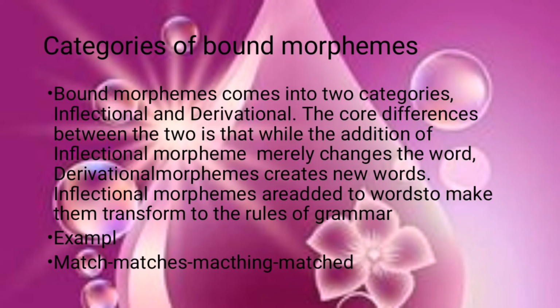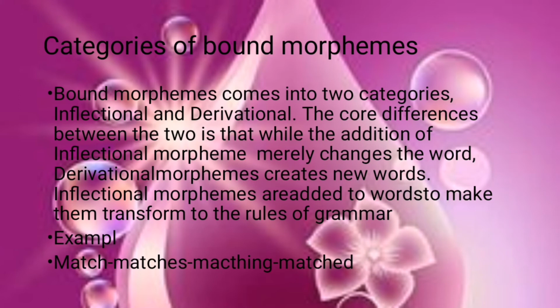So inflectional morphemes are added to words to make them conform to the rules of grammar. Example, you have match. When you add -es, you make matches; adding -ing to match, you have matching; and then adding -ed, making it matched, as in the past participle of the word match.